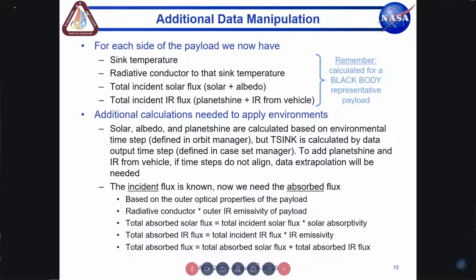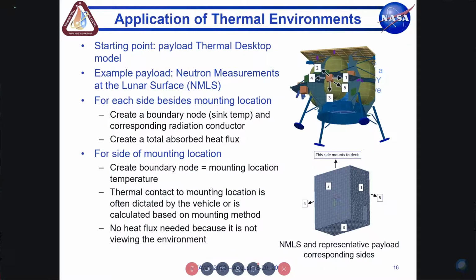The rad-K conductor will be multiplied by the IR emissivity. The total incident solar flux will be multiplied by the solar absorptivity to get the total absorbed solar flux. The total incident IR flux will be multiplied by the IR emissivity to get the total absorbed IR flux. And then so that you just have one flux per side, you can add the total absorbed solar and the total absorbed IR to get the total absorbed flux overall. So to do all those calculations, again, I created an Excel spreadsheet to make it easier for myself.